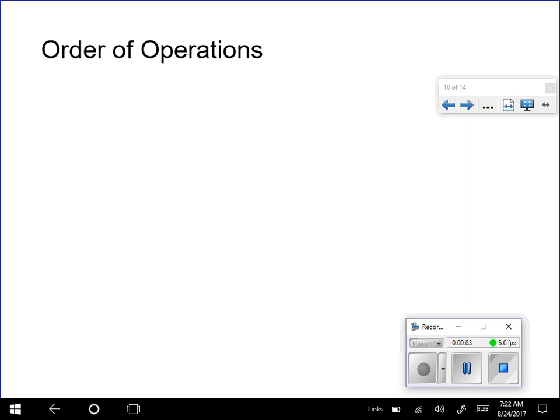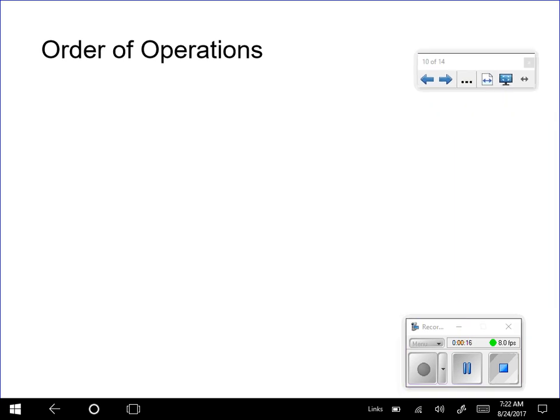We are moving on from integers. Today we're going to look at order of operations. That doesn't mean we're no longer going to work with integers, because there will be integers integrated into order of operations. We want to make sure we know our integer rules. But today our focus is order of operations.